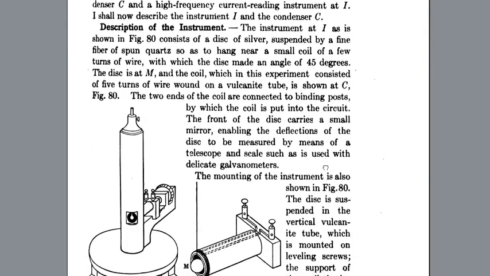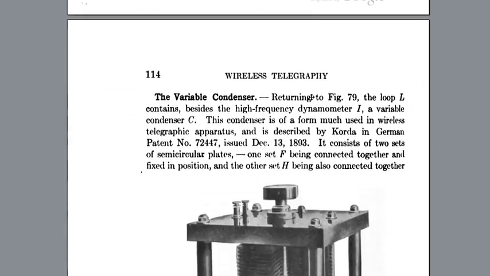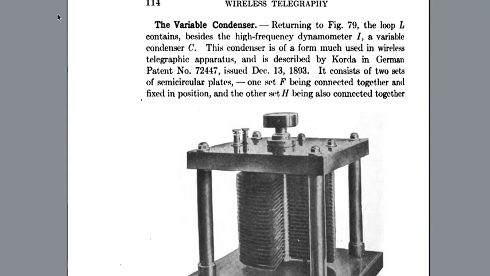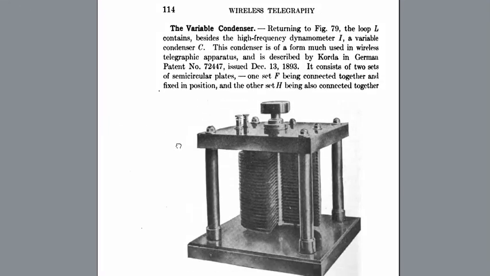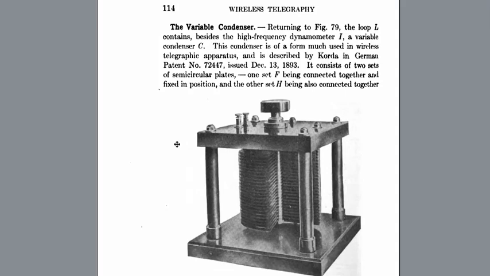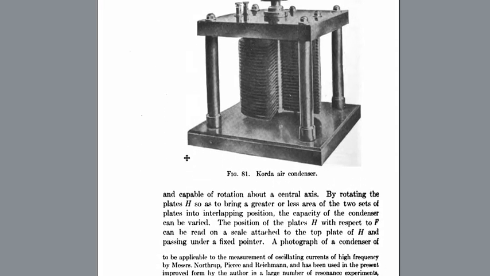The variable condenser. Returning to figure 79, the loop L contains, besides the high-frequency dynamometer I, a variable condenser C. This condenser is of a form much used in wireless telegraphic apparatus and is described by Korda in German patent number 74477, issued December 13, 1893. It consists of 2 sets of semicircular plates, one set F being connected together and fixed in position, and the other set H being also connected together and capable of rotation about a central axis.